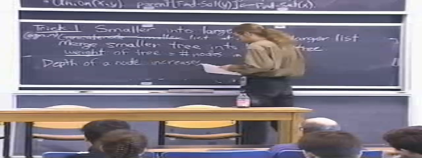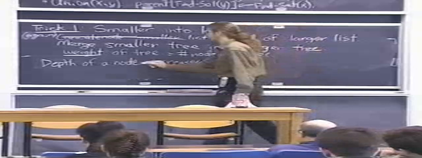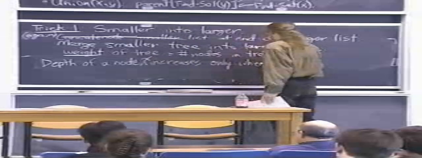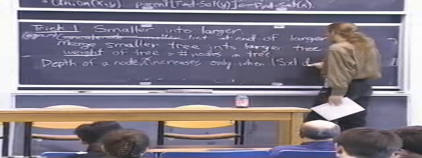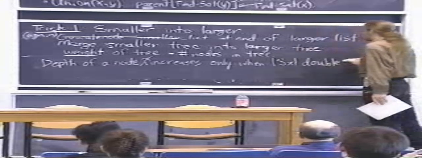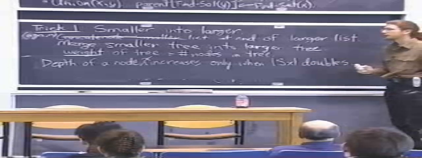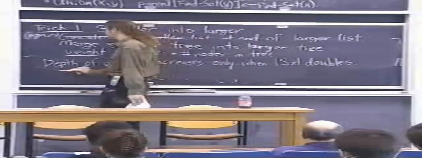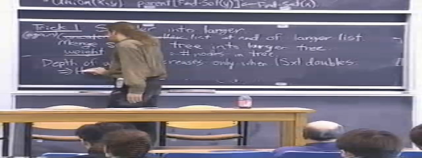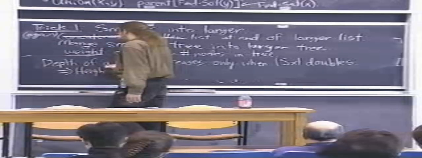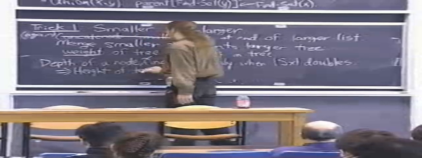Okay, so it increases only when, let's say, the size of the set containing x doubles. And so that means the depth of a node is logarithmic in the size of the set. Okay, that's the cool property. So that's the depth of a node. That's also like the height of the trees, right? The height of the tree is just the max over all depths.